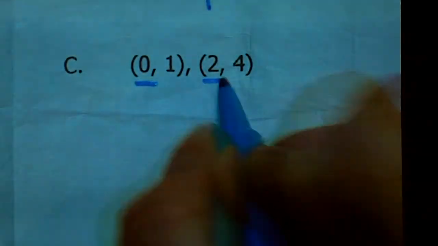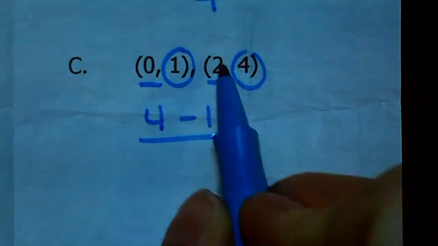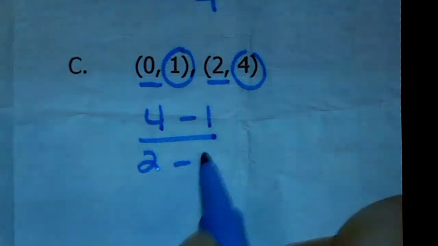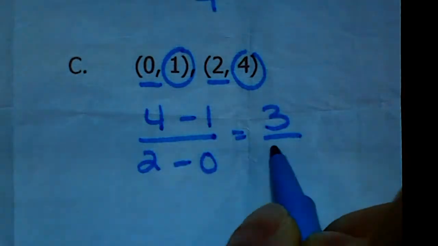All right, take a look at C once I get it back on the page. There we go. Again, I'm going to underline my x's. I'm going to circle my y's. To find the slope, I take the second y minus the first y, divided by the second x minus the first x. I get 4 minus 1 is 3. I get 2 minus 0 is 2.